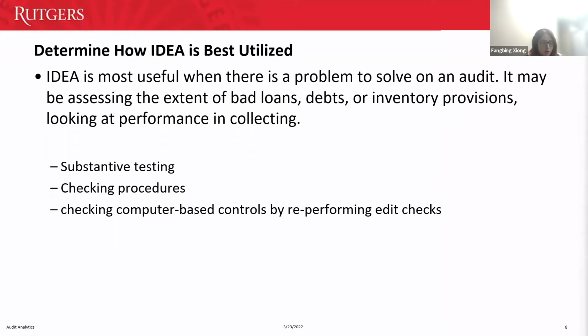Also, the purpose of IDEA is for auditing procedures. So IDEA is most useful when there's a problem to solve in an audit. It may be assessing the extent of bad loans, debits, or inventory provisions, and looking at the performance in collecting. So in the audit procedures, the three main stages where we may use IDEA are substantive testing to find the very high risk or potential risk accounts and risk records, also checking the procedures.